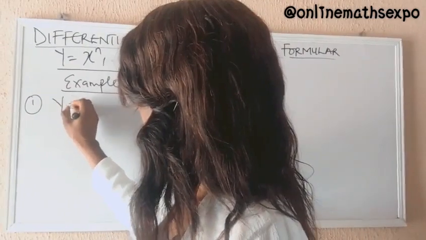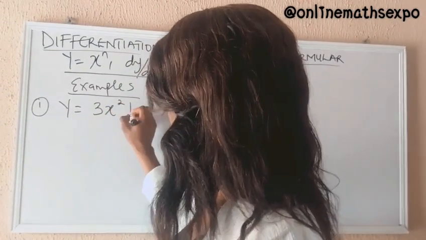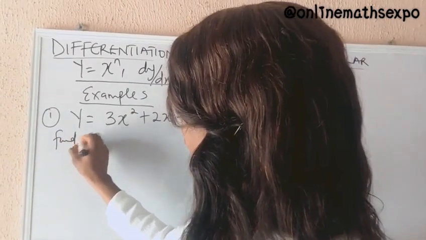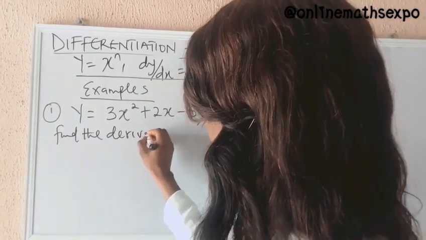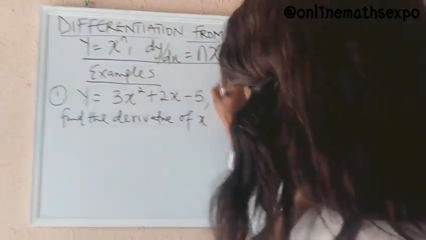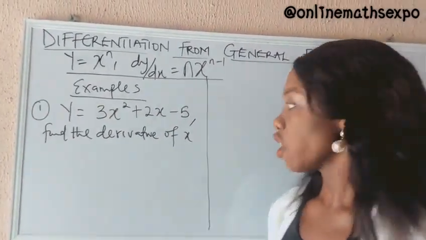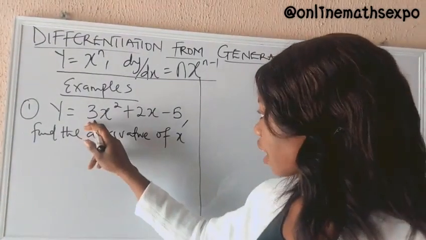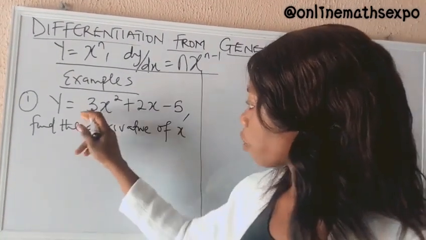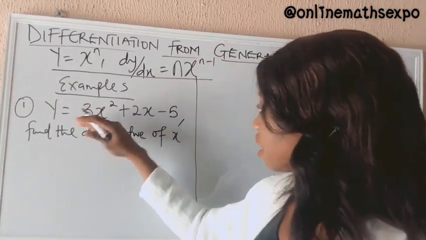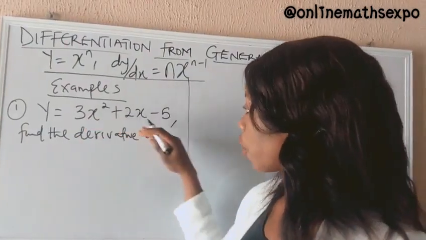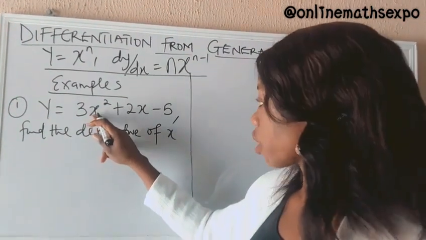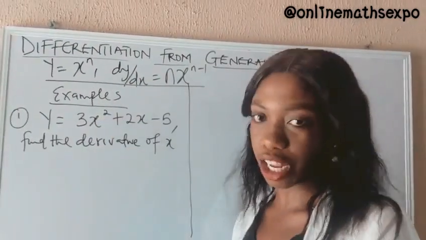We have, let's take y to be 3x squared plus 2x minus 5. We are asked to find the derivative of x. Now when you have this question, if you look at it, you can easily use general formula. How and why? If you look at this expression, you see that this is simple polynomial. So this is 3x squared and is a simple polynomial. And if it's simple polynomial, each of these x has powers. So you can simply use general formula in this kind of question.